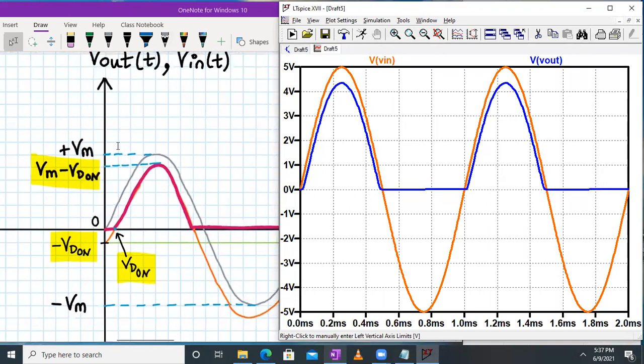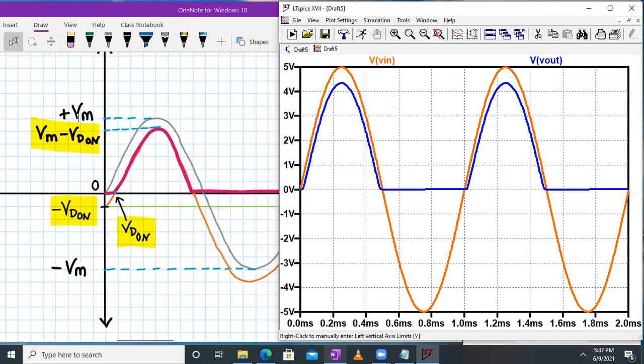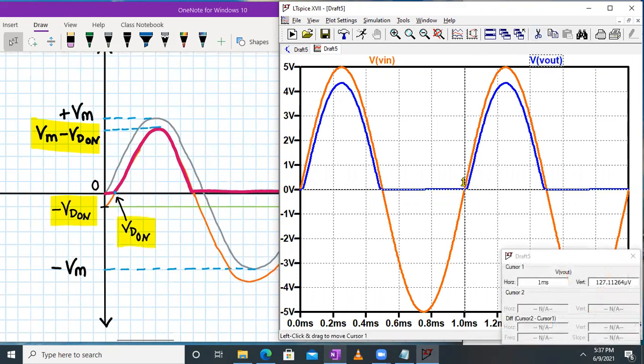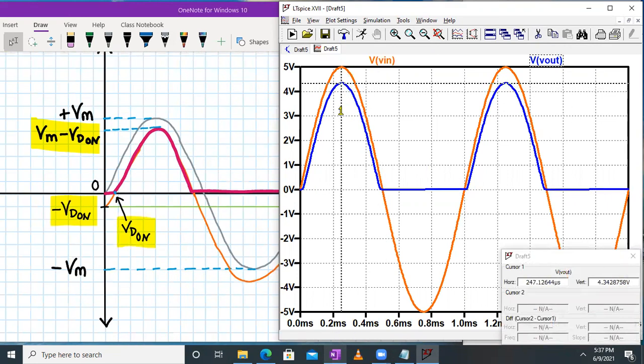Okay. So we have said that this level, this height will be VM minus VD on. Okay, that will be 5 minus 0.7. So 4.3 it should be. Let's see how much it is. This height over here, by the way, blue color is my output. So yeah, as you can see, 4.339, absolutely correct.